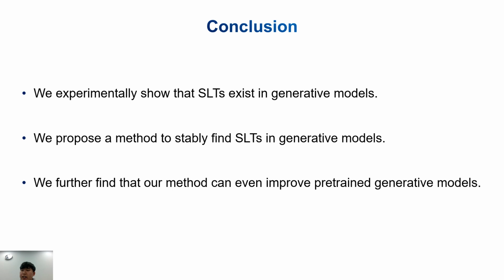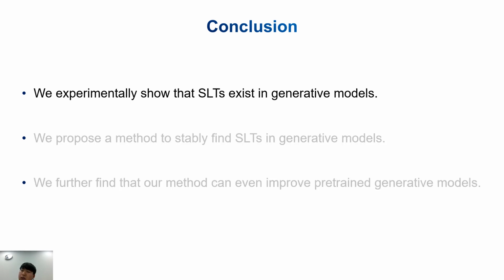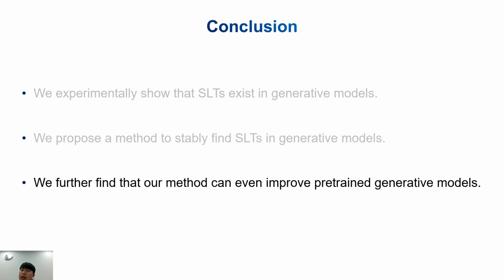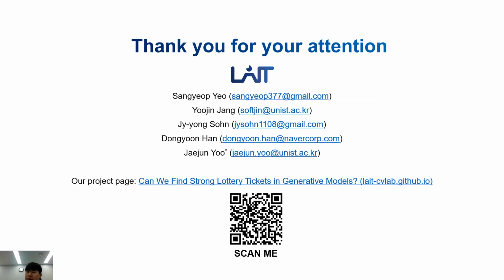Finally, I would like to summarize the main points of this presentation. First, we experimentally showed that strong authority tickets exist in generative models. Second, we propose a method to stably find strong authority tickets in generative models. Finally, we further find that our method can even improve pre-trained generative models. This is the end of my presentation.